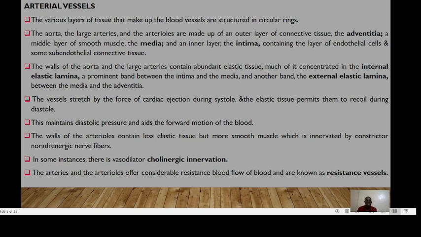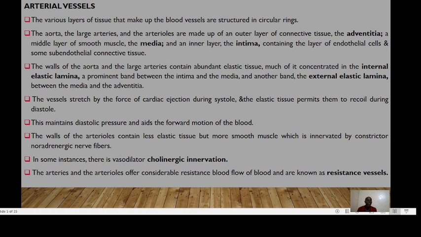So we have the adventitia, media, and intima, okay? AMI, correct. The walls of the aorta and large arterioles contain abundant elastic tissue. Much of it is concentrated in the internal elastic lamina, a prominent band between the intima and media. On the other side is the external elastic lamina, which is found between the media and the adventitia.